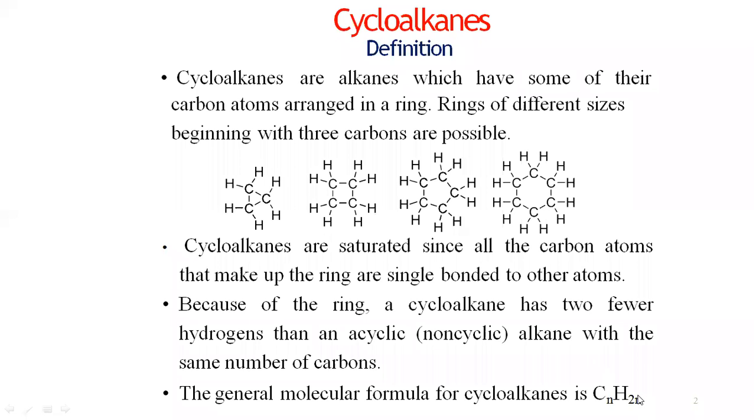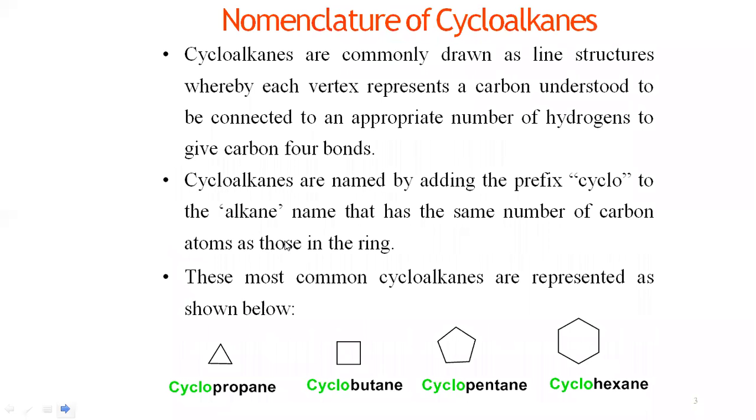So whenever we derive any molecular formula with respect to cycloalkane, this is the general formula: CnH2n. So this is the definition of a cycloalkane molecule. Now, how are we going to name cycloalkanes? In what manner are we going to give names to those cycloalkane molecules?